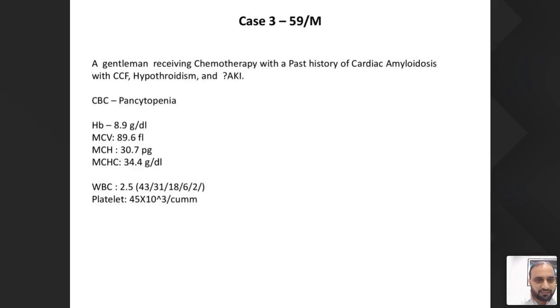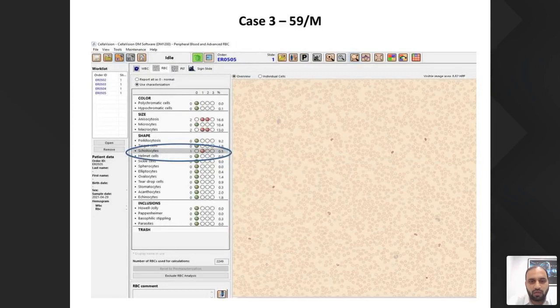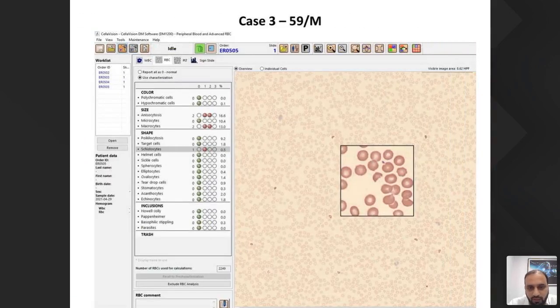Coming on to the next case, a 59 year old gentleman receiving chemotherapy with a past history of cardiac amyloidosis with CCF, hypothyroidism, and query acute kidney injury, presented with pancytopenia. I'll directly go to the RBC view over here, and I have highlighted the schistocytes. Now, if you could see, this was done in around 2000 RBCs, with a few scattered schistocytes around. I zoom to see, and yes, these are actually schistocytes, again smaller than RBC, but only 0.5%.